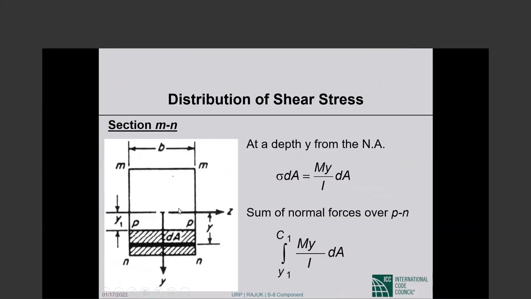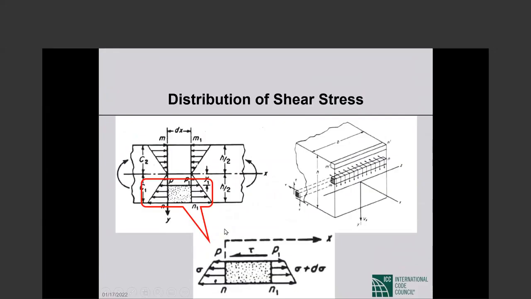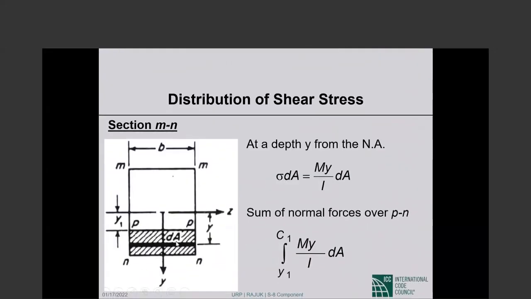This picture is not the same as that. On the next picture, we are drawing the section MN. At a depth y from the neutral axis, there is an elemental area dA. Sigma dA: the bending stress sigma is M over I times y. You need to know that from basic strength of materials. So sigma dA is My over I times dA.